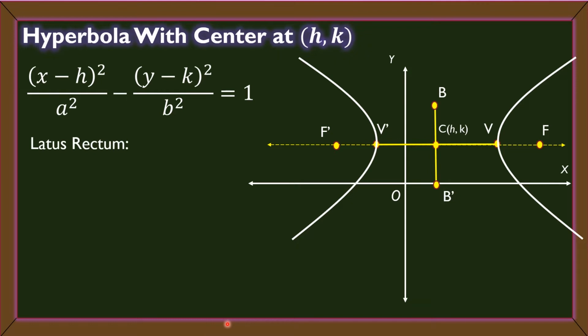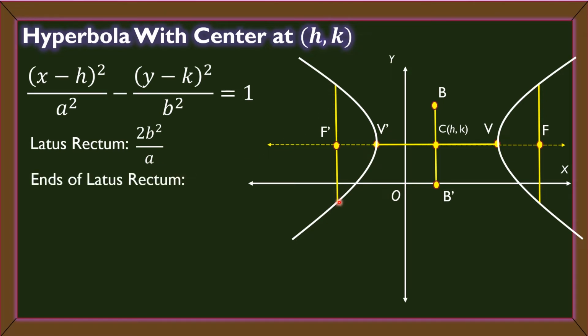The segment through the focus with endpoints at the hyperbola is what we call the latus rectum. The latus rectum is of length 2b squared over a, and the ends of the latus rectum have coordinates (h minus c, k plus b squared over a) and (h minus c, k minus b squared over a).